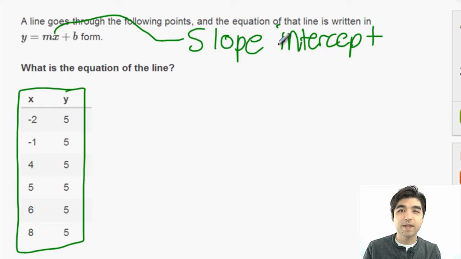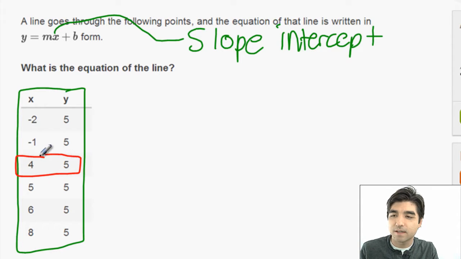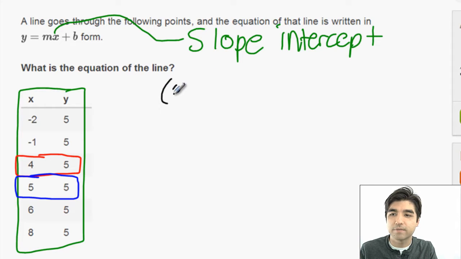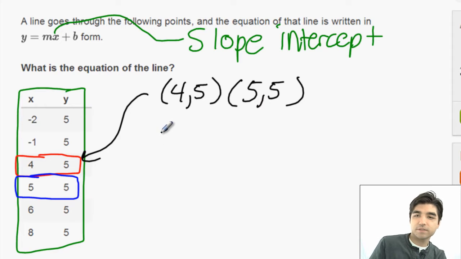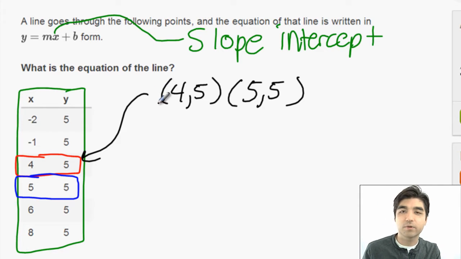Okay, and in order to do that, we need to just pick 2 points, any 2 points you want from this table. So we can pick, let's say, these points, and I would write those points up here. So we got 4, 5, so that's coming from here. And then our other point is 5, 5. So we're trying to find an equation of the line in slope-intercept form.